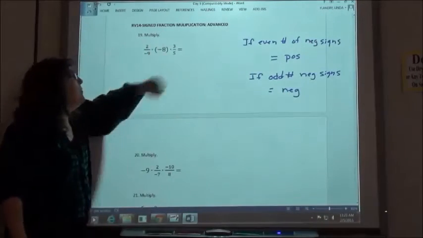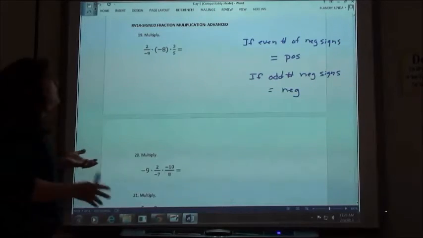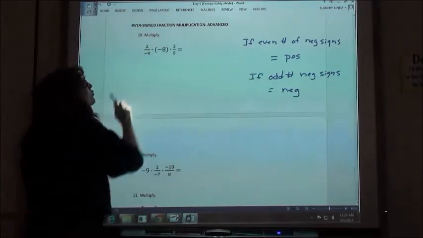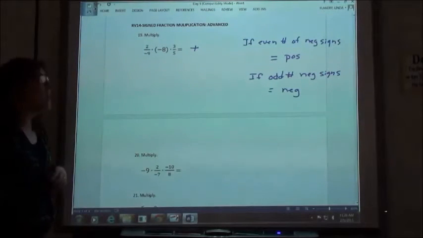So when I do these problems, unlike on the Alex program, I try to figure out the sign of my answer first, and then I worry about multiplying my fractions. I know that I have 1, 2 negative signs. I'm going to end up with a positive answer. I'm going to write it over there just to remind myself.